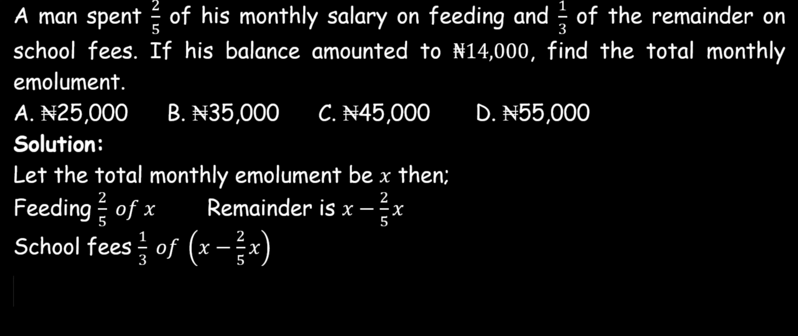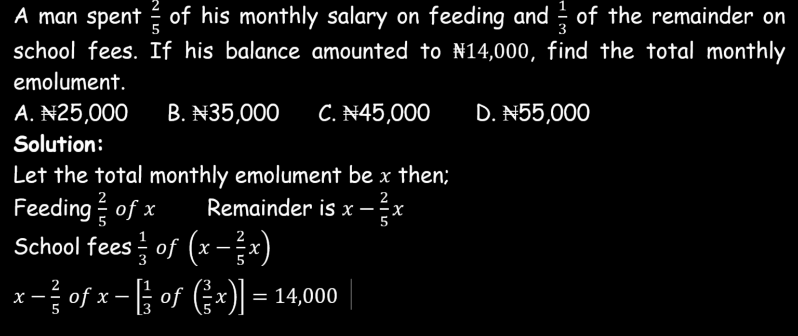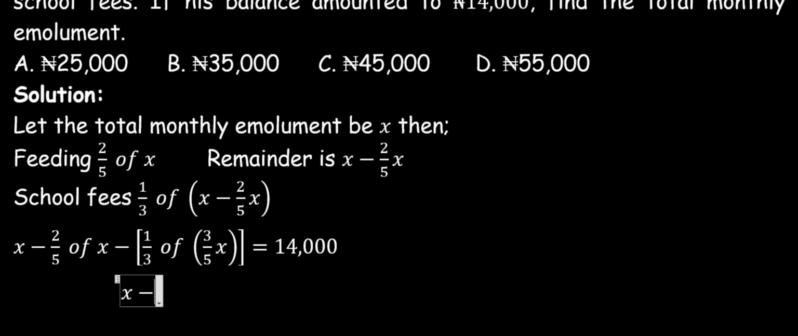Which is to say x minus 2 over 5 of x minus, bracket open, 1 over 3 of, bracket open, smaller bracket, 3 over 5 of x, bracket close, is equal to 14,000. That's after all the deduction from the whole salary. The whole salary is x, which gives you 14,000. Now, solving from the inner bracket, our result will be x minus 2 over 5 of x minus 1 over 5 of x equals 14,000.